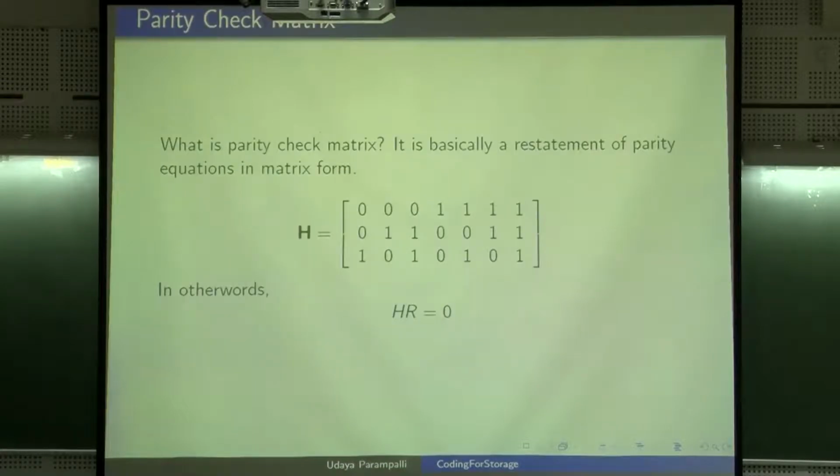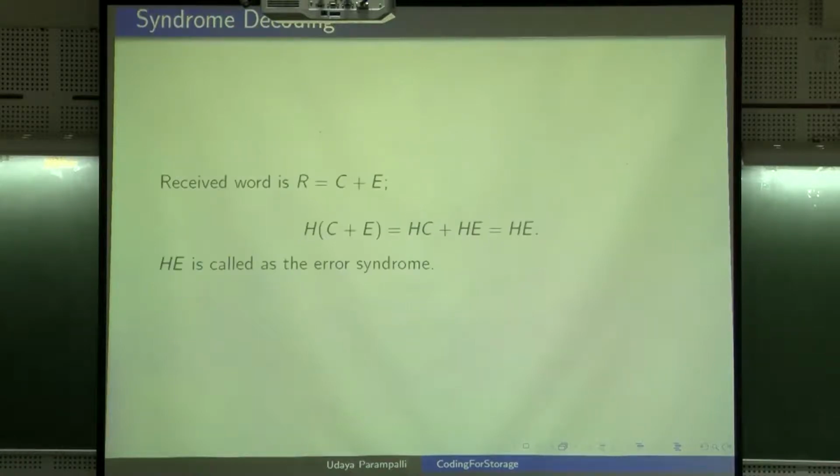So what's a parity check matrix? The parity check matrix is basically a restatement of the parity equation in matrix form. So you have an H here, and whatever received word you multiply by H, that becomes 0.